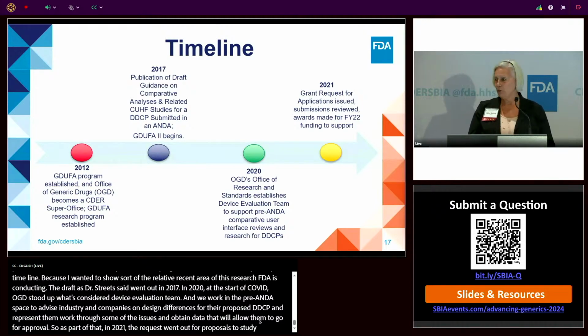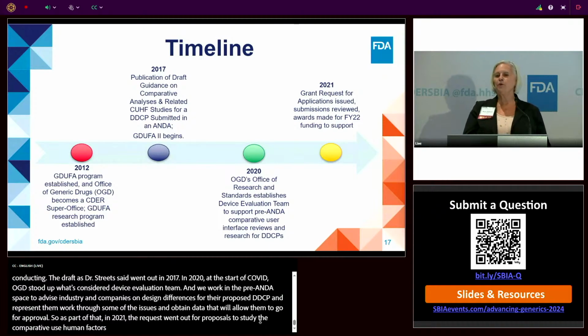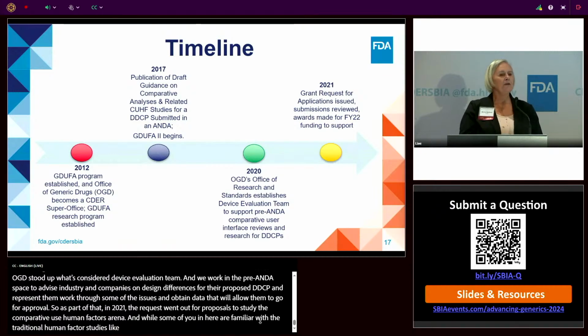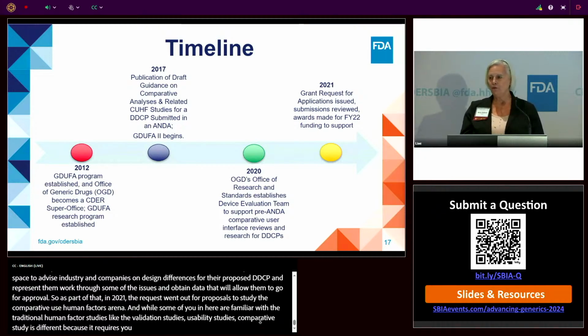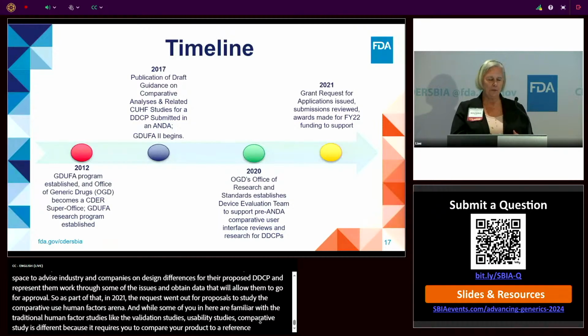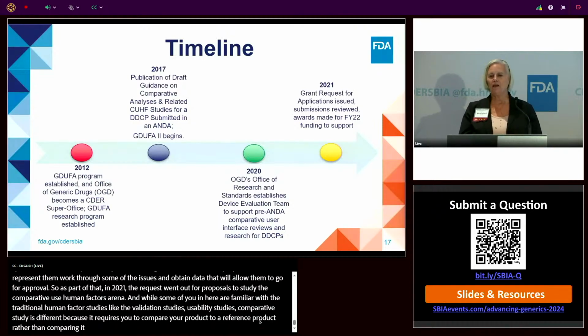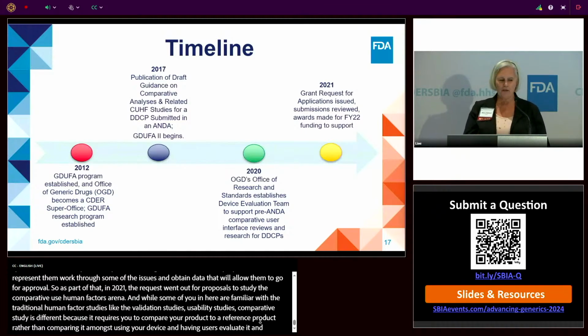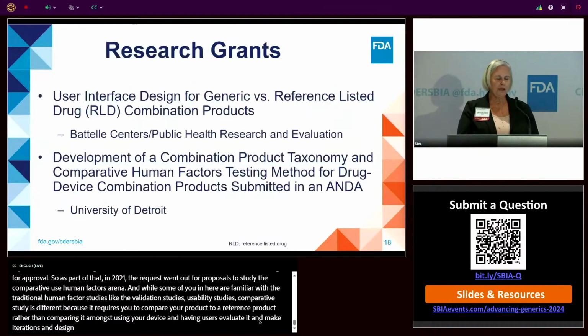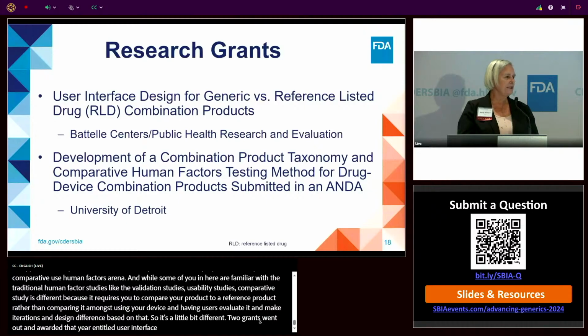While some of you in here are probably familiar with the traditional human factor studies like the validation studies or usability studies, the comparative study is different because it requires you to compare your product to a reference product rather than using your device design and having users evaluate it and make iterations and design differences based on that. So it's a little bit different. 2 grants were awarded that year. One was entitled User Interface Designs for Generic and Reference Listed Drugs, and that went to Battelle Centers for Public Health Research and Evaluation.